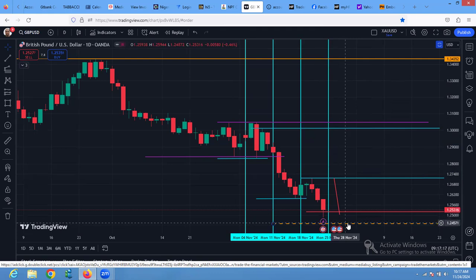So look for 4-hour price action in this area first, and if not, if it breaks it, then we can go to the area of the purple below.